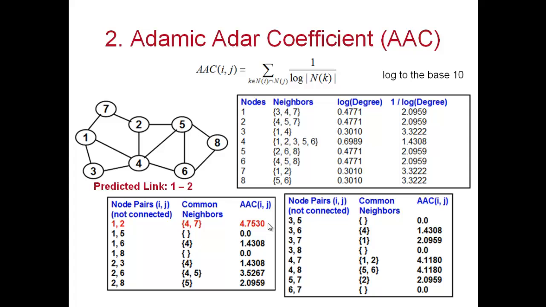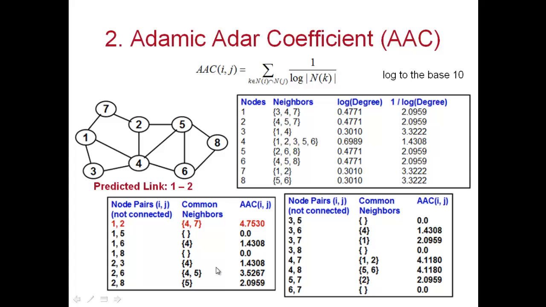Now the pair 1, 6, again look at here. 3 is not among the neighbors of 6, 4 is here, then 7 is not among the neighbors. So the common neighbor is just 4, and its 1 over log degree score is 1.4308. So one more case, the pair 2, 3: you have 4 here, but no 5 and no 7. So 4 is the only common neighbor, so the score is 1.4308.